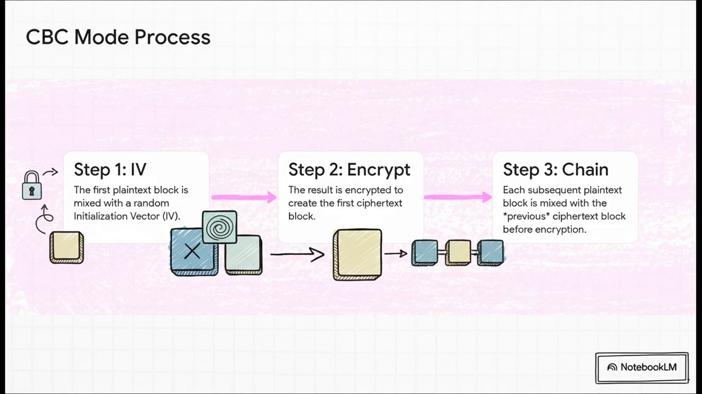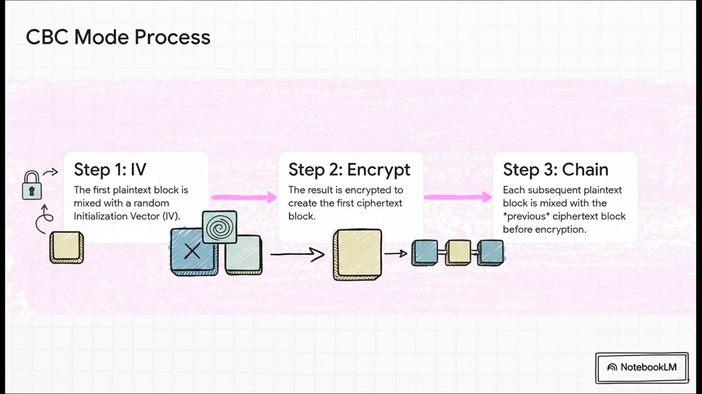Before any block gets encrypted, it first gets mixed together with the encrypted result of the block that came right before it. See, it creates this chain of dependency. And what that means is, even if you have two identical blocks of plain text, say two blocks of all white pixels, they're going to encrypt as something totally different because the encrypted blocks that came before them were different.